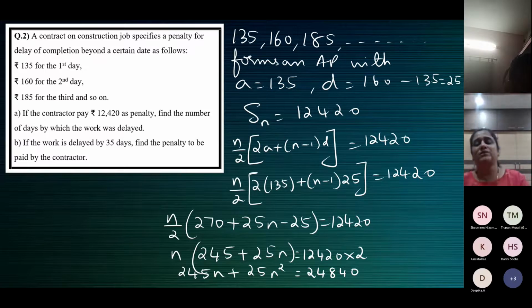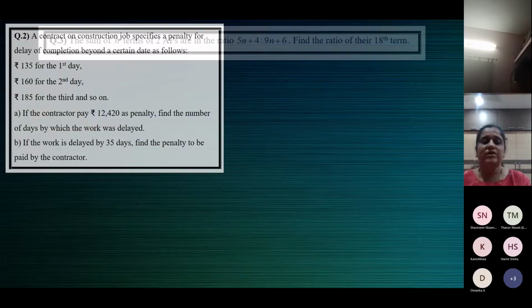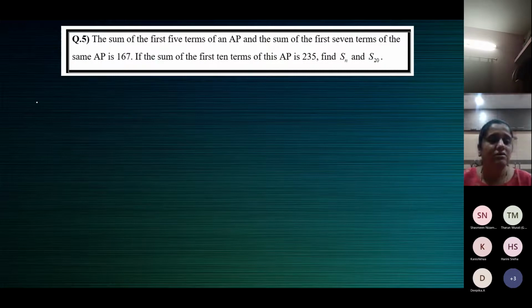This is he has delayed the work by 35 days. Find the penalty to be paid by the contractor is S35, because it is A1 plus A2 plus A3. The penalty for the first day plus the penalty for the second day plus the third day, fourth day, and so on till the penalty for the 35th day. So it is A1 plus A2 plus A3 till A35. So it is S35. Find S35.